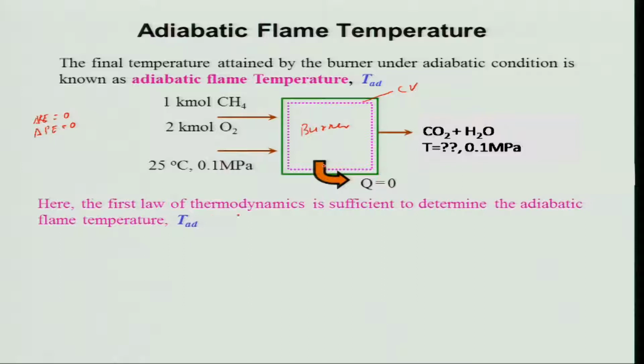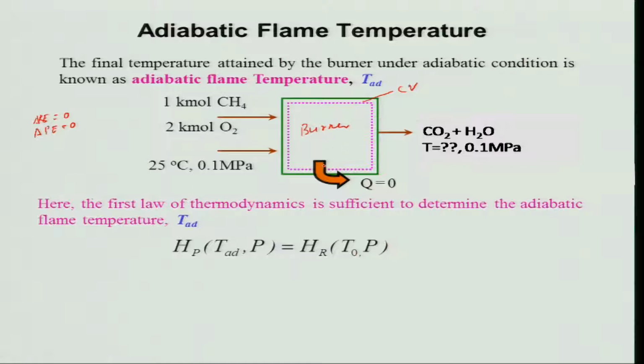So, if I apply the first law of thermodynamics for determining the adiabatic temperature, do you think it will be sufficient, or do you need to know something more? It will be sufficient provided we know that the product is CO2 and water. But in a real situation it need not be. For simplicity's sake, we are considering the product to be carbon dioxide and water. For the time being, let us do that and apply the first law of thermodynamics under the assumptions I have just stated.